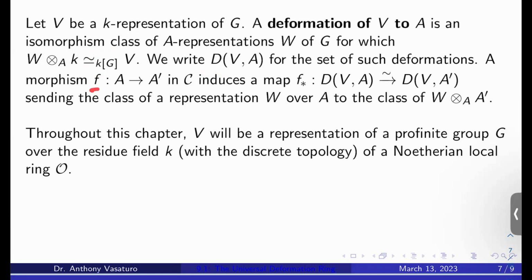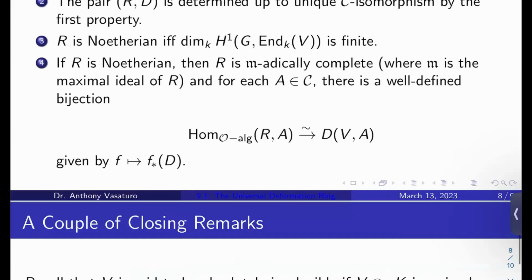A morphism F from A to A prime in C induces a map F lower star from D_V(A) to D_V(A prime), sending the class of a representation W over A to the class of none other than W tensor A prime over A. So throughout this chapter, V will be a representation of a profinite group G over the residue field K with a discrete topology, like I said above, and we're going to be working over a Noetherian local ring O. Okay, so here's the main theorem of the chapter.